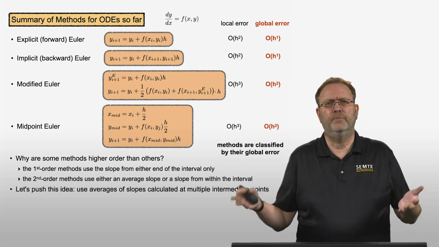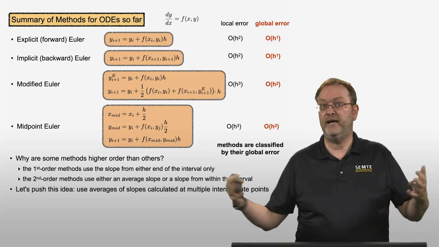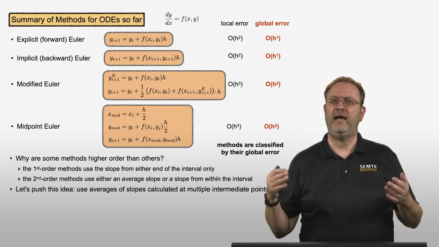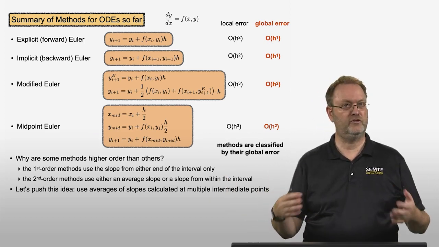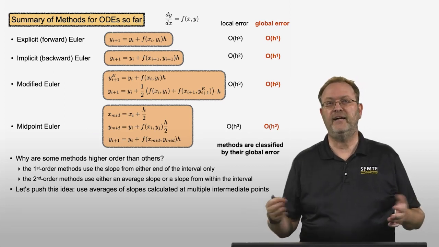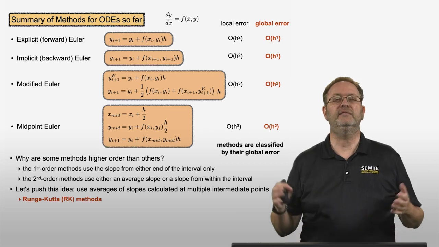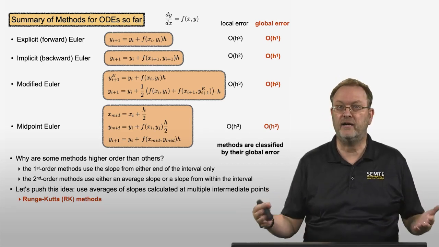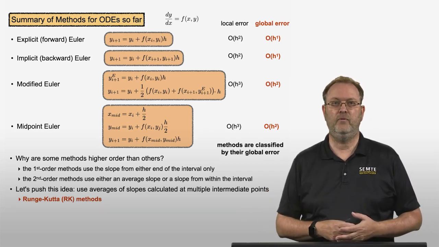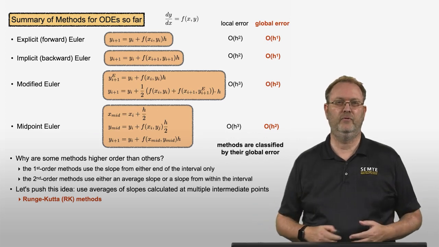So why don't we try to push this idea to get to higher order methods? Let's use averages of slopes calculated at multiple intermediate points. And that's exactly the idea that's behind Runge-Kutta methods that we will talk about in one of the following videos.